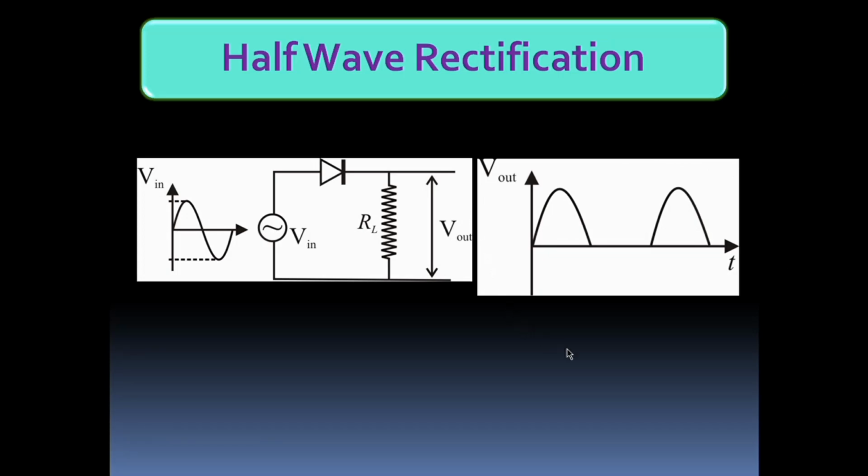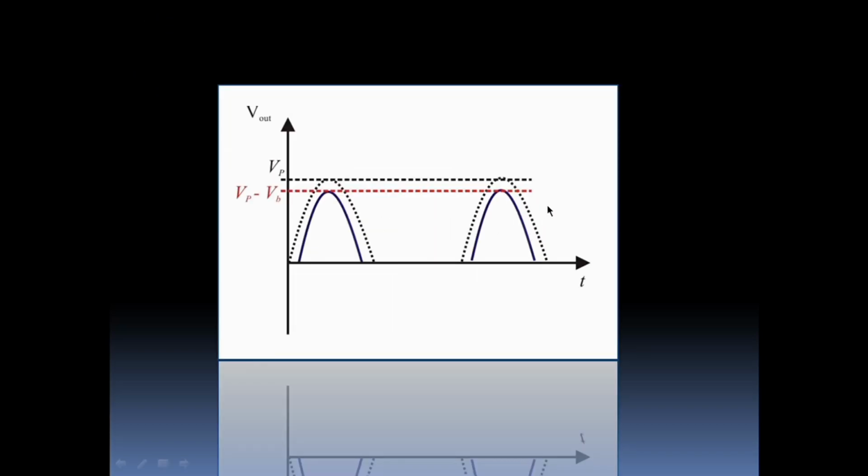Now this is the output voltage variation of half wave rectification. But if we carefully look at it, we know that when a diode conducts, it always keeps the barrier voltage across it. Therefore, the output voltage will always be Vb less than the input voltage. If the peak voltage of the supply is Vp, then the output peak voltage will be Vp minus Vb. There will be a slight decrement of output voltage with respect to the input voltage.